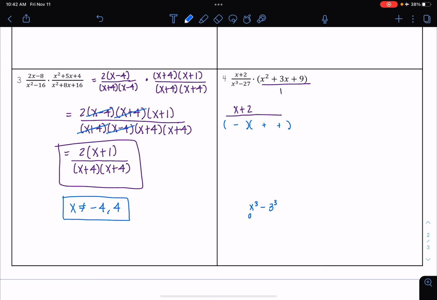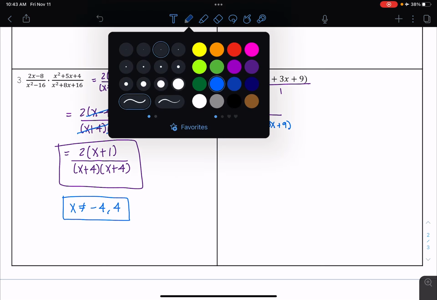My a here is x, and my b here is 3, so I have x and 3 here. This first term here is going to be a squared, so it's going to be x squared. My last term is b squared, so it's going to be 3 squared, which is 9. And then the middle term is a times b, and so that is 3x. Again, if you need review on factoring, please go and review those factoring videos in an earlier unit.